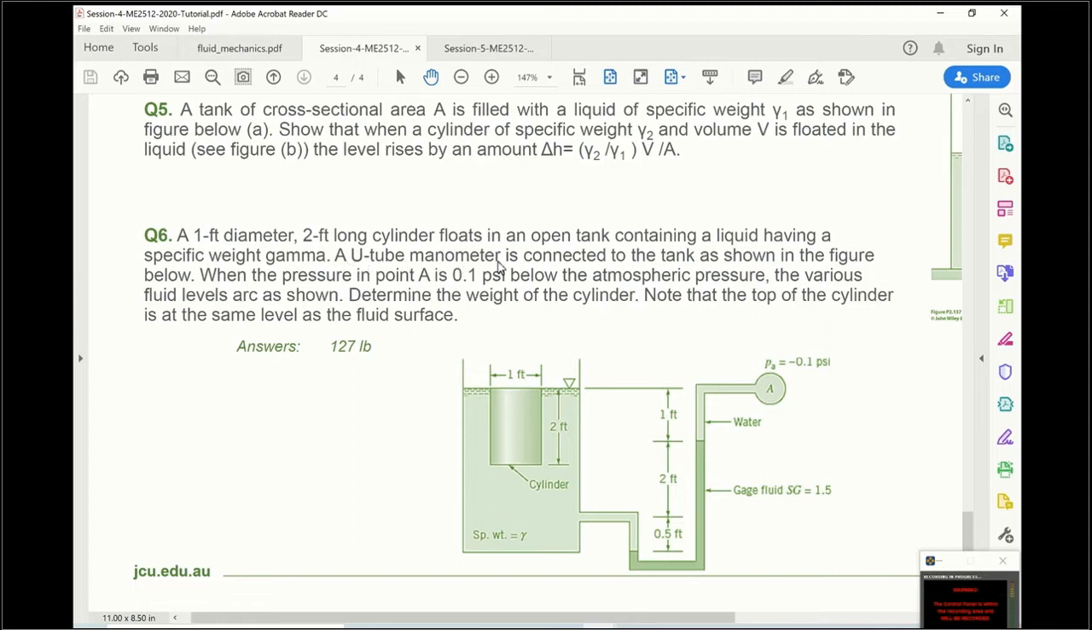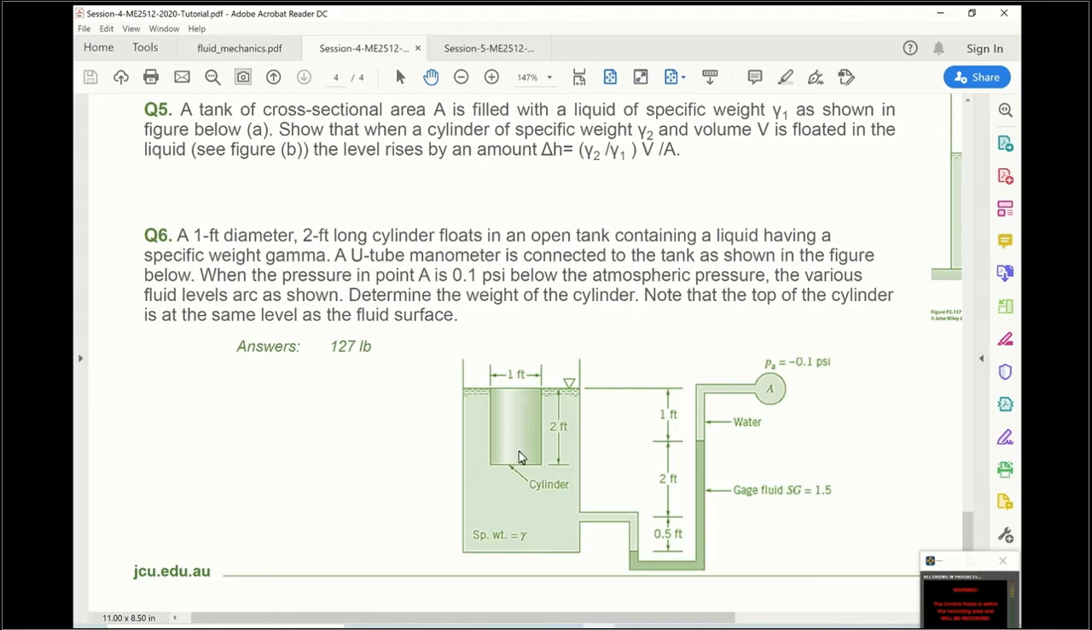A U-tube manometer is connected to the tank as shown in the figure below. When the pressure at point A, which is at the end of the U-tube manometer, is 0.1 psi below the atmospheric pressure, so negative, and because it's negative, it means it's a gauge pressure. Absolute pressure is always positive. The various fluid levels are as shown. These are the information we have. Determine the weight of the cylinder. So we need to find the weight of the cylinder.